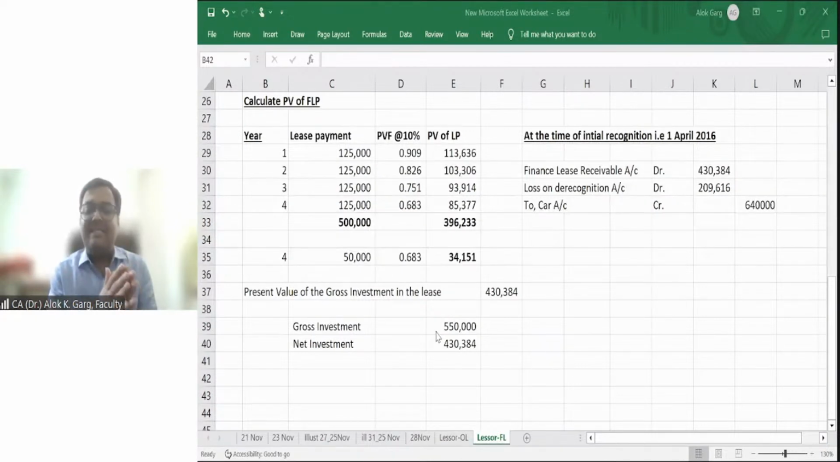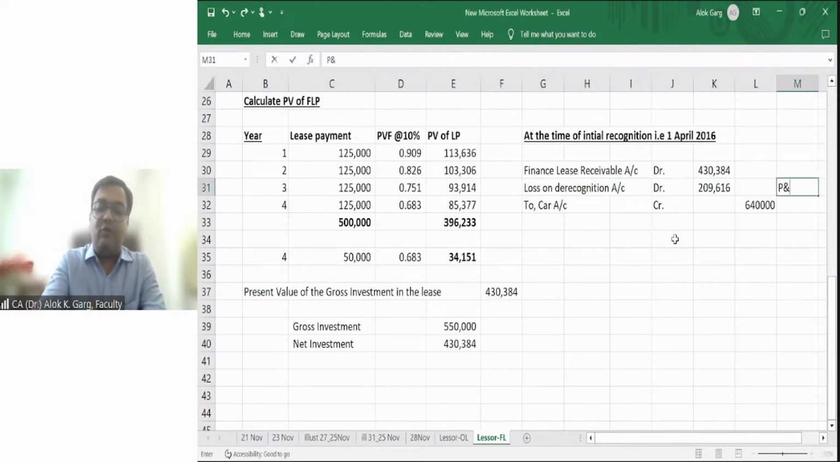And the finance lease receivable has to be recognized on the basis of net investment, right? So when I compare my carrying value of the asset with the finance lease receivable, the differential will go to the P&L. Where will it go, sir? It will go to the P&L, right?